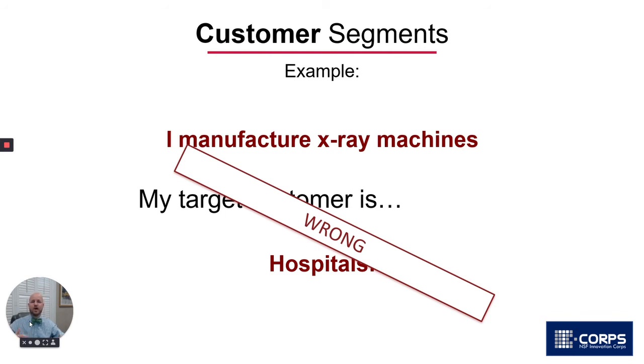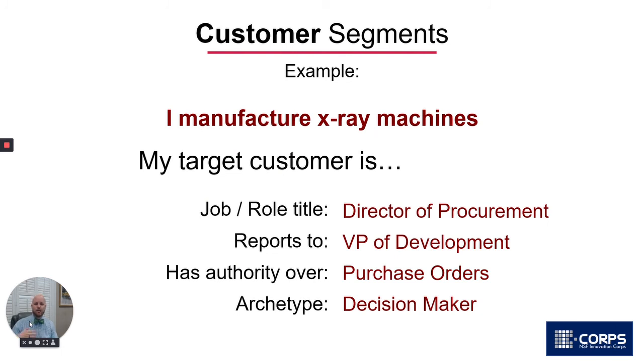Hospitals, that's an organization. That's not a person. I want to get in and I want to think about what's the job role or the title. I want to think about who they report to. That may be the person that has the authority or the buyer in that situation. I want to think about where they have authority, and I want to think about what archetype they're in. So you want to look at that and understand nuances.